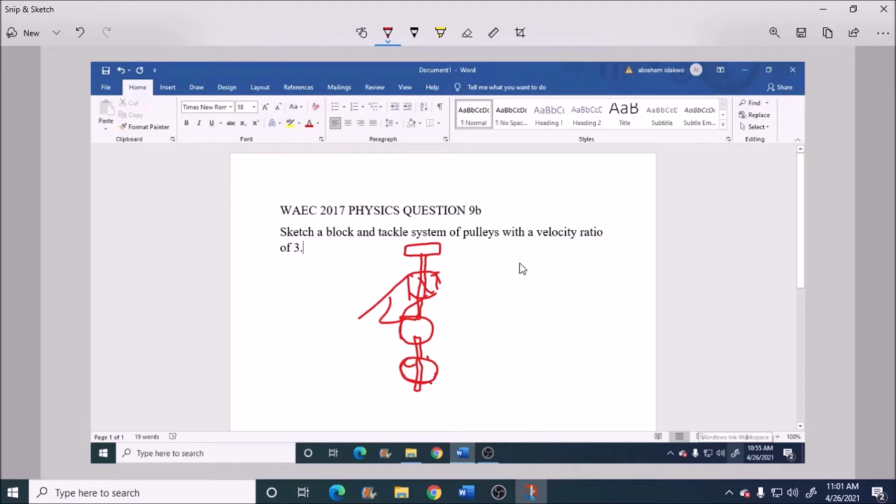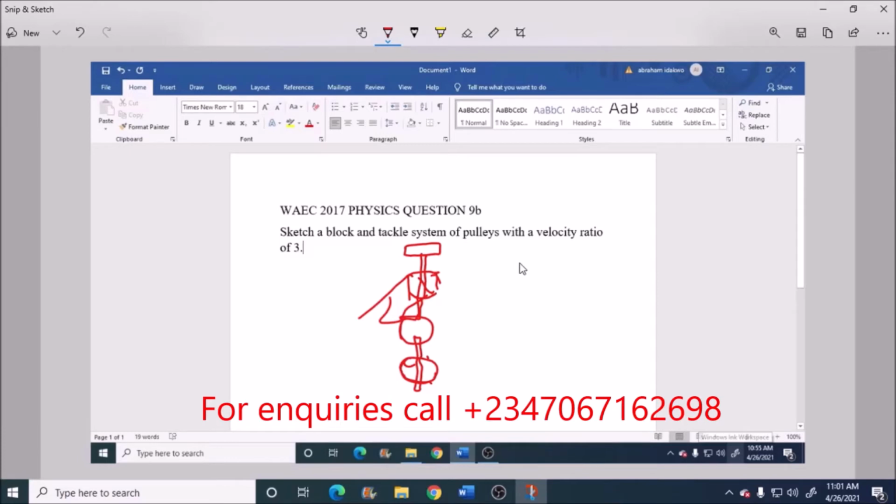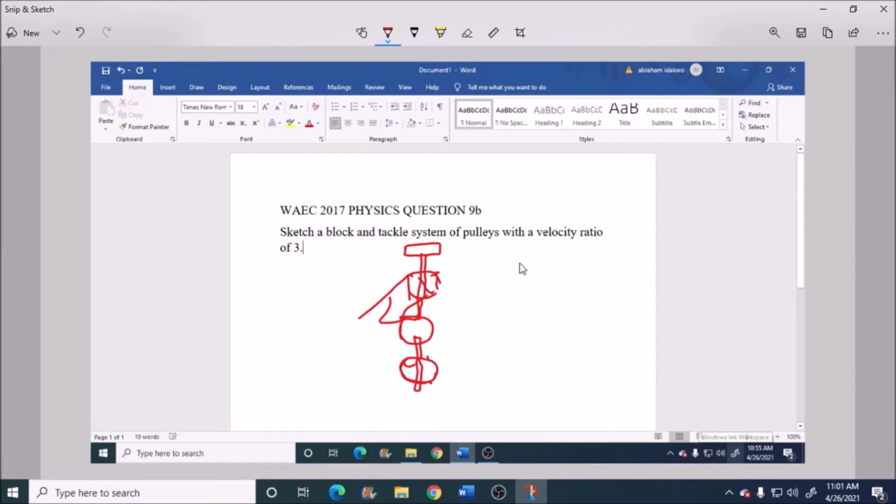That means the velocity ratio is equal to the number of pulleys in the system. The number of pulleys in the system, that is VR is equal to 3. So we've been able to sketch a block and tackle system of pulleys with a velocity ratio of 3.